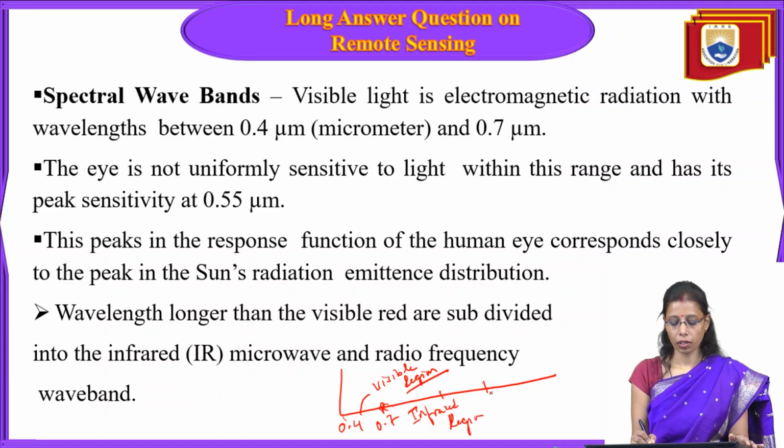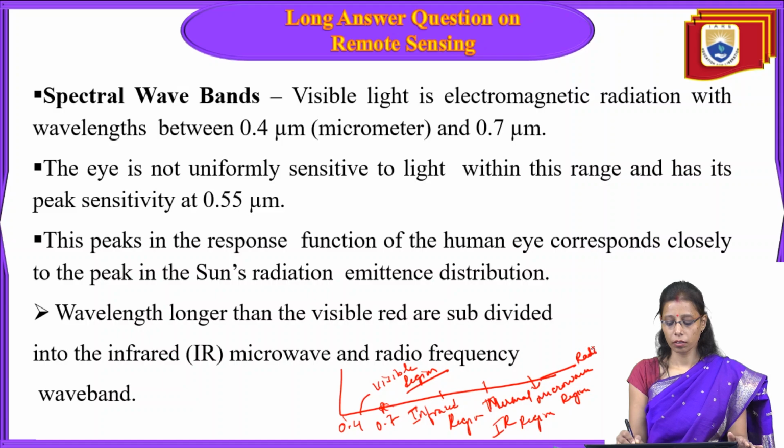Then here we have the thermal IR region. Then we have the microwave region. Then we have the radio region. So the visible region starts from 0.4 and ranges to 0.7.